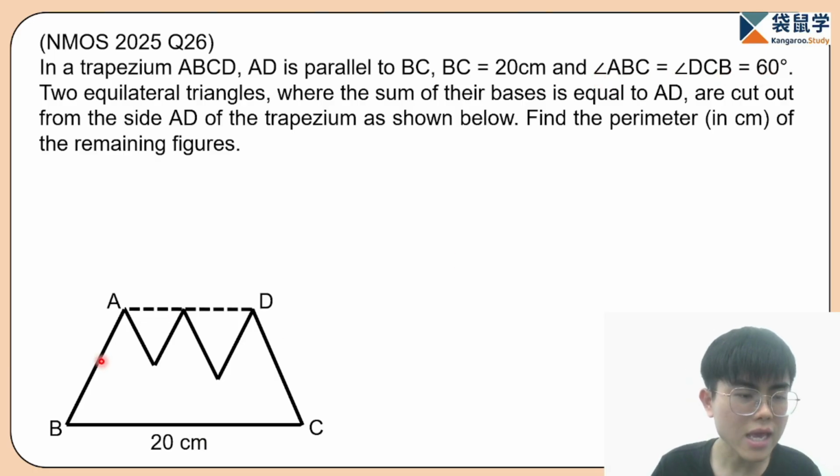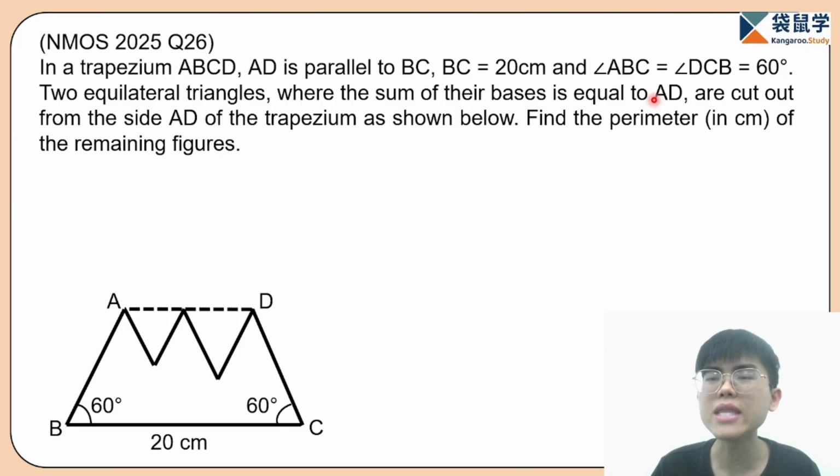So everyone can see that ABC and DCB, these two angles, they are 60 degree, right? Then two equilateral triangles where the sum of their bases is equal to AD are cut out from the side AD of the trapezium as shown below.